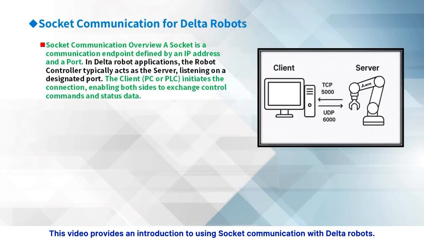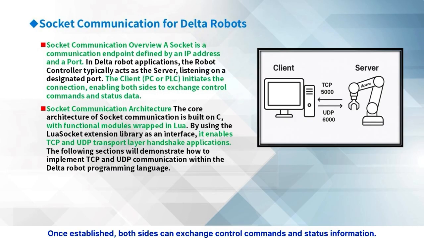This video provides an introduction to using socket communication with Delta robots. A socket is a communication endpoint defined by an IP address and a port, used for data transmission over a network. In Delta industrial robot applications, the server is typically set up on the robot controller to monitor a specific port. The client, which can be a PC or a PLC, initiates the connection. Once established, both sides can exchange control commands and status information.